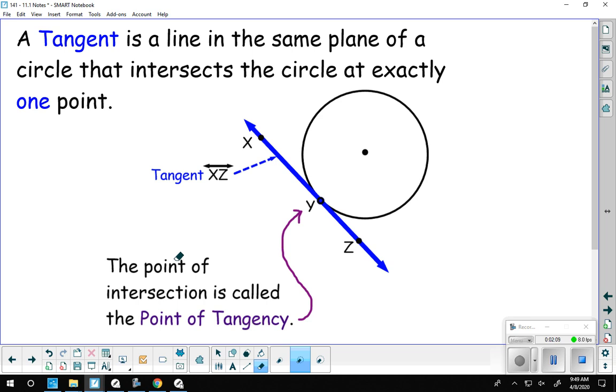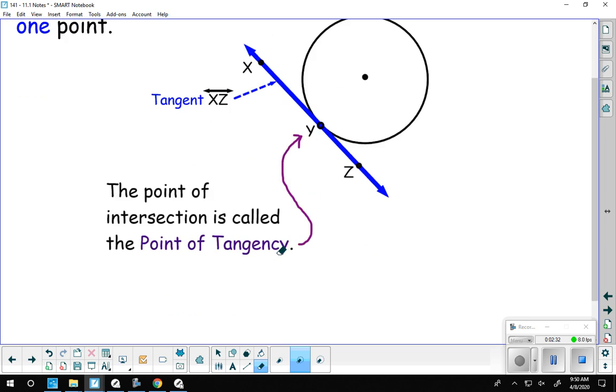And last but not least, we have a tangent, and it's a line in the same plane of a circle that intersects the circle at exactly 1 point. So pretty much it's on the outside of the circle, and it just touches the circle at that 1 point. So we would call this tangent XZ, and the point of intersection is called the point of tangency. So the circle intersects this tangent at point Y. So the point of tangency here is Y.